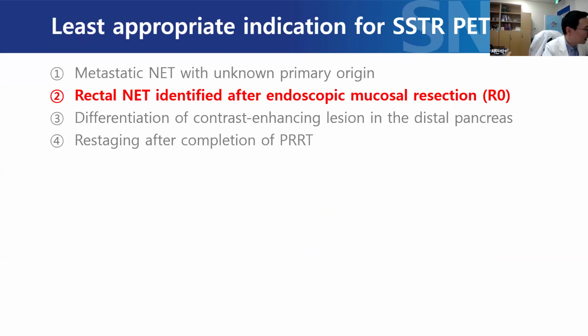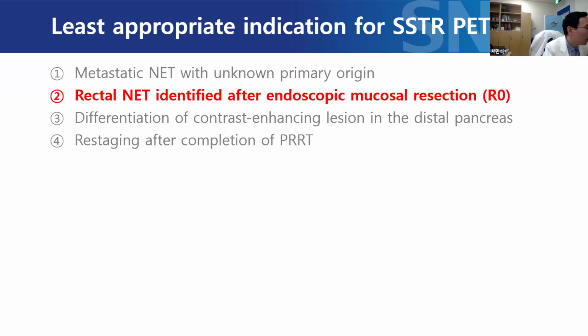And if there is a contrast enhancing lesion in the distal pancreas, actually these parts are very hard for biopsy. So biopsy confirmation is hard in these parts. So we can give some clue for the differential diagnosis of such lesions in the distal pancreas, whether it is a neuroendocrine tumor or not.